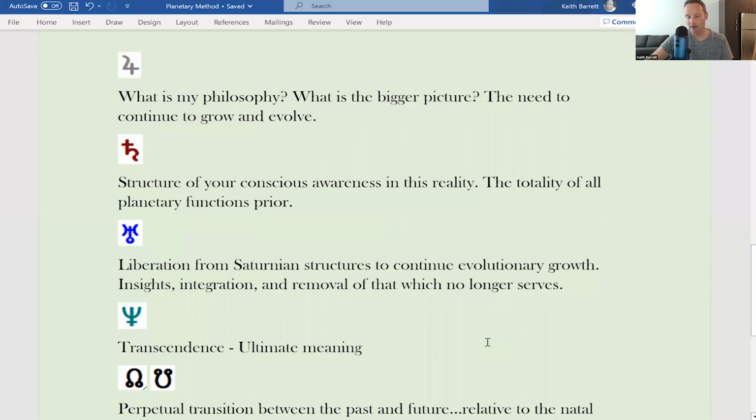And we wind up going to Uranus, which is liberation from Saturnian structures. So your conscious awareness, Saturn, builds a reality, right? This is my truth and my reality at this point in time. Well, Uranus comes in and it's like, well, in order for your soul to continue experiencing and evolving, there's going to need to be changes to that structure throughout your lifetime. So Uranus is that symbol.